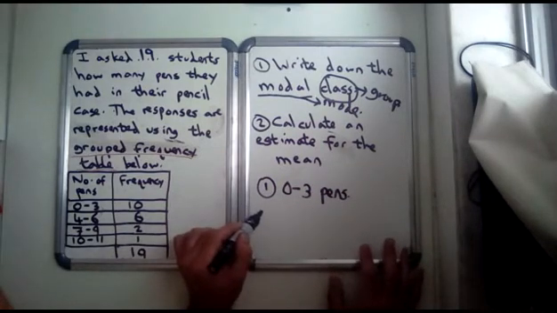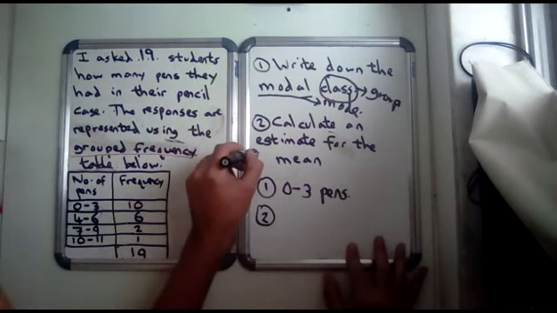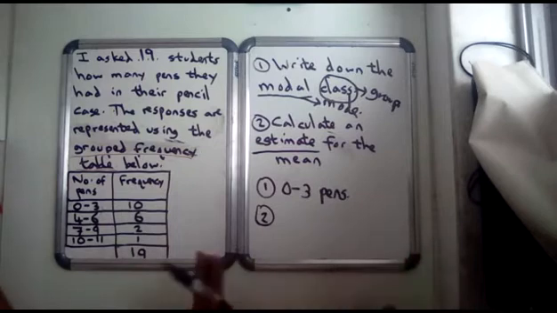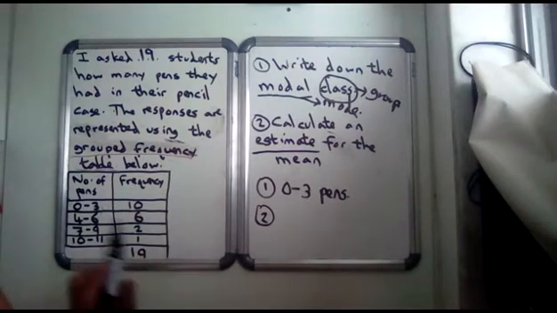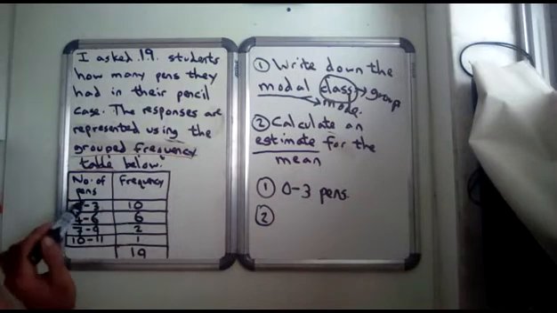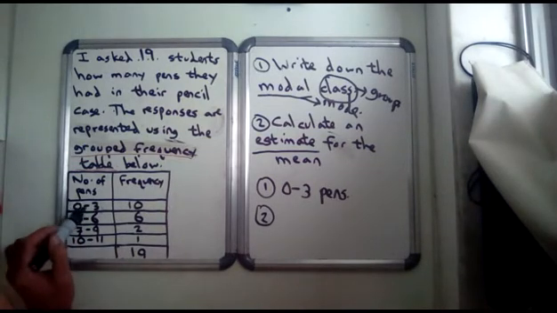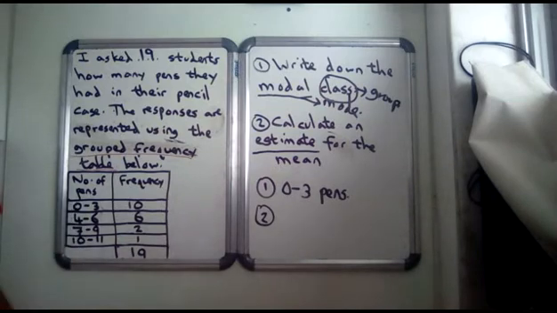Now for number 2, an estimate of the mean. Now this keyword estimate is always the case when you group data, and the reason why it's an estimate is because you don't actually know. For these 10 people, you don't actually know how many pens they had. They could have all had 3 pens, they could have all had no pens, or, as is probably more likely, some of them had 0, some of them had 1, some of them had 2, some of them had 3. But the point is that you don't know.